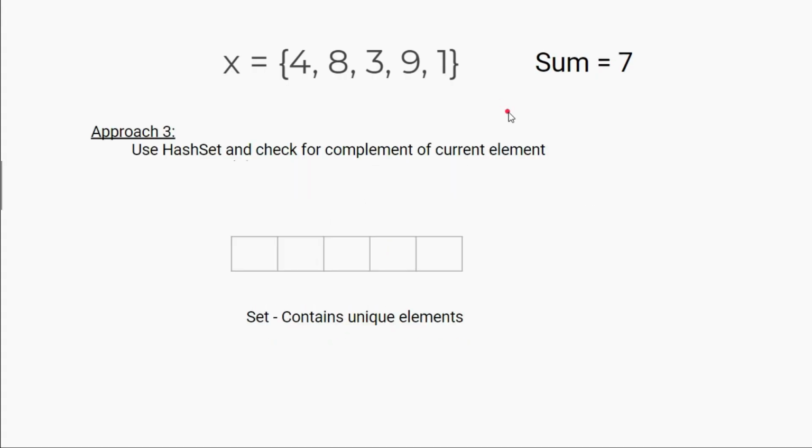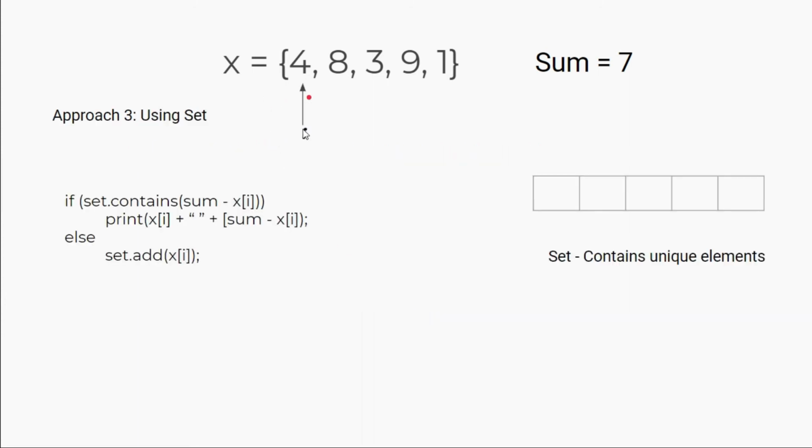In this case, we will use set. The property of set is that it stores only unique elements. Here our approach will be, we will iterate over the array and we will check whether the set contains the complement of the current element. So means if the element in the array is 4, we will search for 7 minus 4, that is 3, because 7 is the sum and 4 is the current element. So we will find the difference of these two numbers, and if we couldn't find the complement, then we will add that element in the set. Means here we will add 4 in the set, and we will continue with the loop.